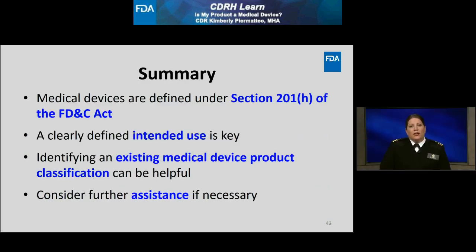In summary, medical devices are defined under Section 201H of the FD&C Act. As a reminder, a clearly defined intended use is key when you're trying to determine if your product meets this definition. You may also search for an existing medical device product classification, and if you find an applicable one, then you can presume that product is likely regulated as a medical device. And lastly, further assistance regarding device determinations, both informal or formal, is available to you if needed.